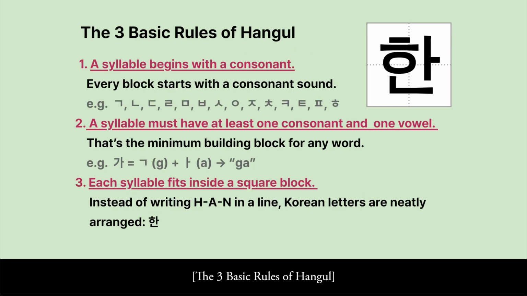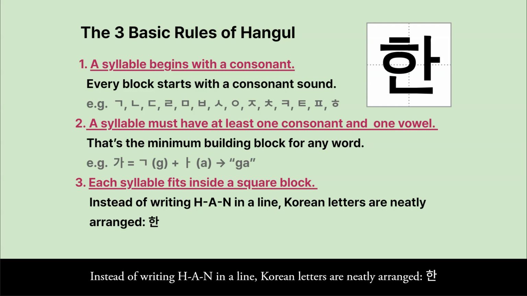The 3 basic rules of Hangul. To read Hangul easily, remember 3 simple rules. 1. A syllable begins with a consonant. Every block starts with a consonant sound. 2. A syllable must have at least one consonant and one vowel. That's the minimum building block for any word. 3. Each syllable fits inside a square block. Instead of writing H, A, N in a line, Korean letters are neatly arranged: Han. Once you understand these 3 rules, you can start reading Korean with confidence.